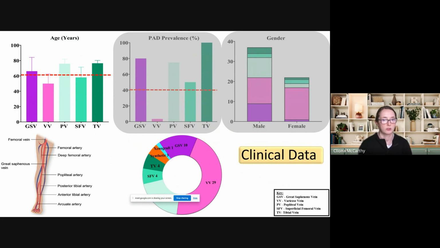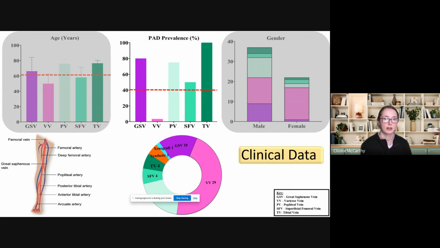You can see some of the age profile that was carried out in this study. The mean age would be just over 60 years of age. You can see across the peripheral arterial disease prevalence across the studies, our mean age was just over 40 years of age. Again, the varicose vein cohort would have been quite a bit younger than the remaining cohorts.